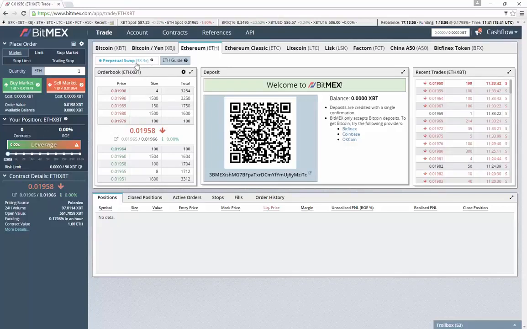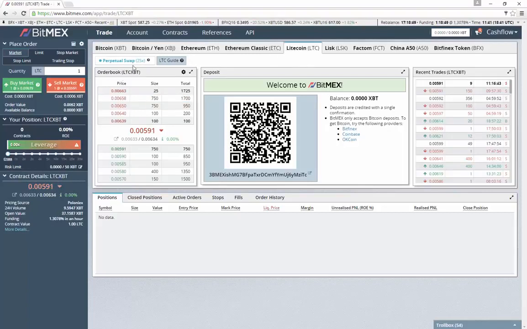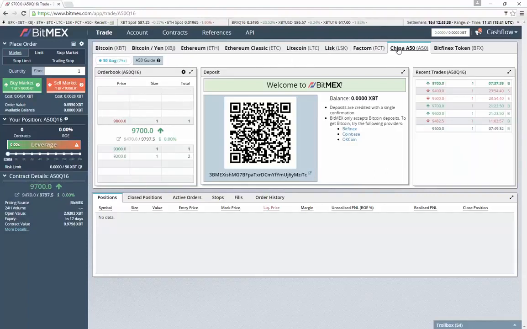The Ethereum ones are a perpetual swap, so they're similar to the ones we showed before. Litecoin is also a perpetual swap. Lisk, same thing, perpetual swap. Factum, 10x leverage, perpetual swap. Then they have, you can trade on the Chinese markets, although there's not a lot of activity happening here, so I haven't really bothered trading that.